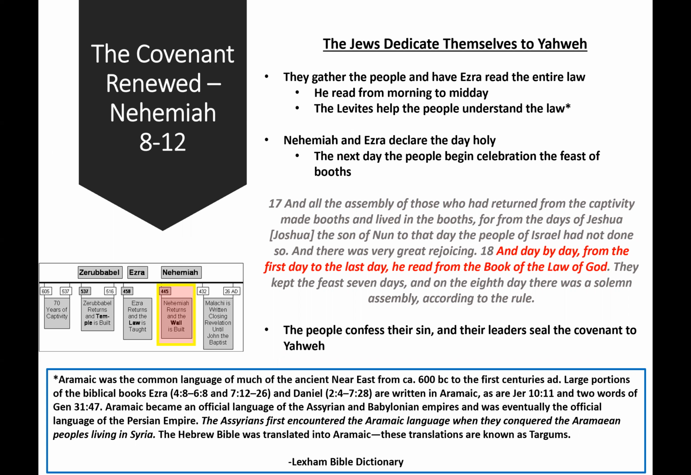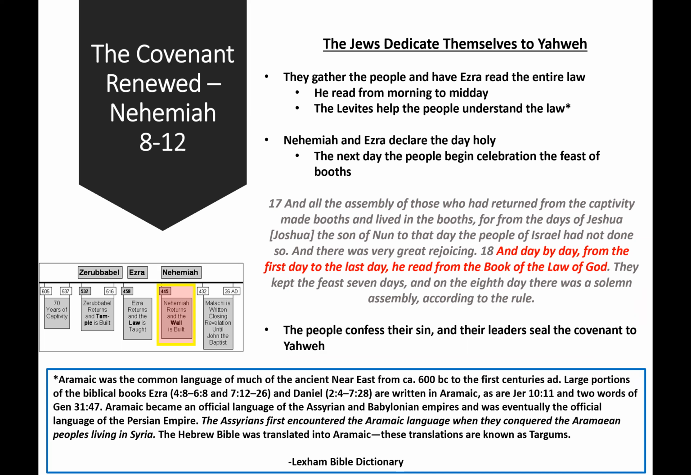So they gather the people together, and then Ezra comes out. Ezra is functioning now as the high priest. Ezra comes out and he reads the entire law. So he reads the first 5 books of the Bible: Genesis, Exodus, Leviticus, Numbers, and Deuteronomy. So he reads all 5 books, from morning to midday, and the people all stand and listen.